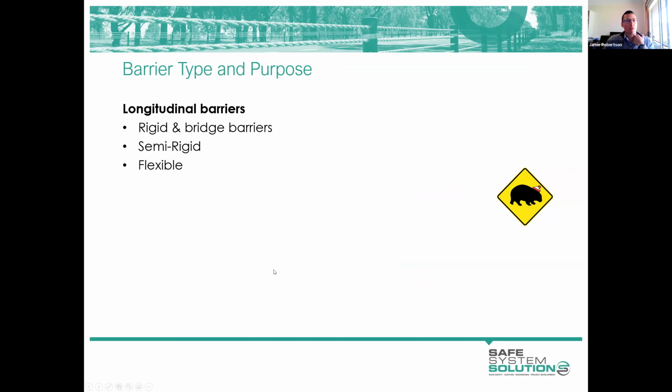There are those 3 categories of longitudinal barrier, and we'll go through the ins and outs of each of those, but it is important as a designer to know the pros and cons of the different systems that are at your disposal. So we've got rigid or bridge barriers, semi-rigid barriers, which are our typical public domain guard fence systems, and our flexible products.